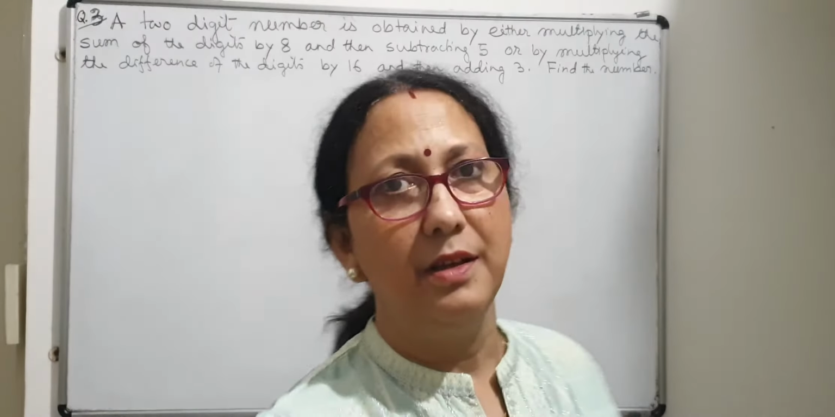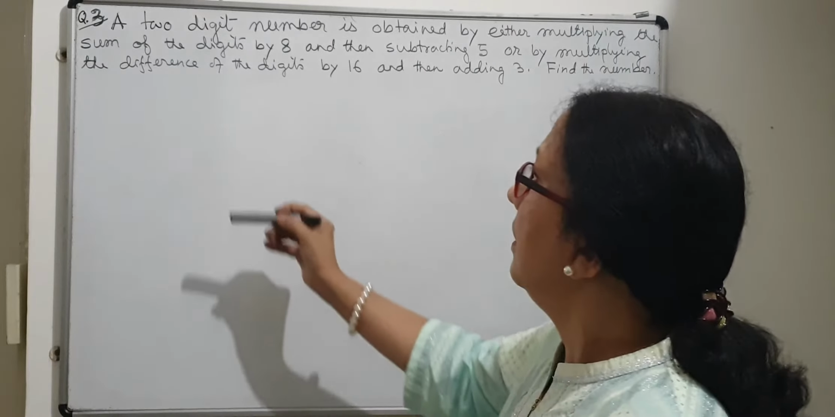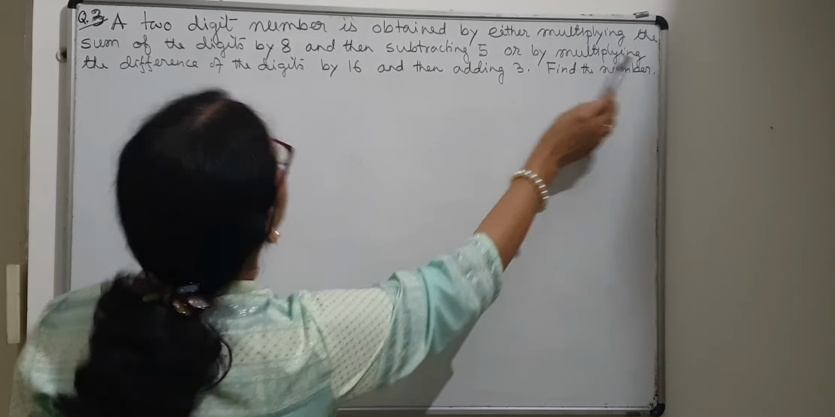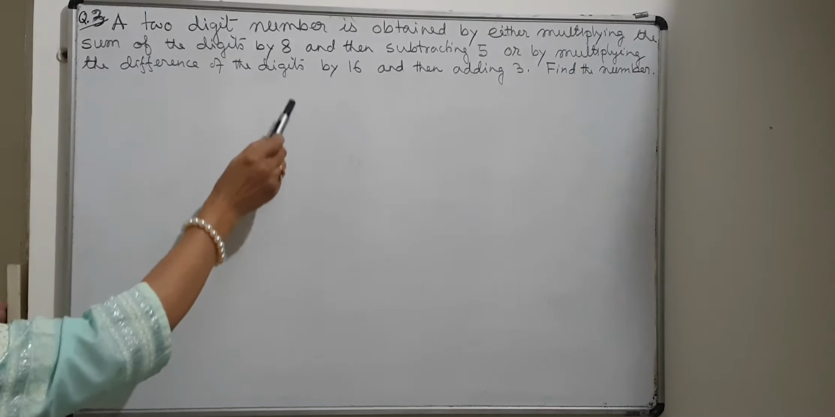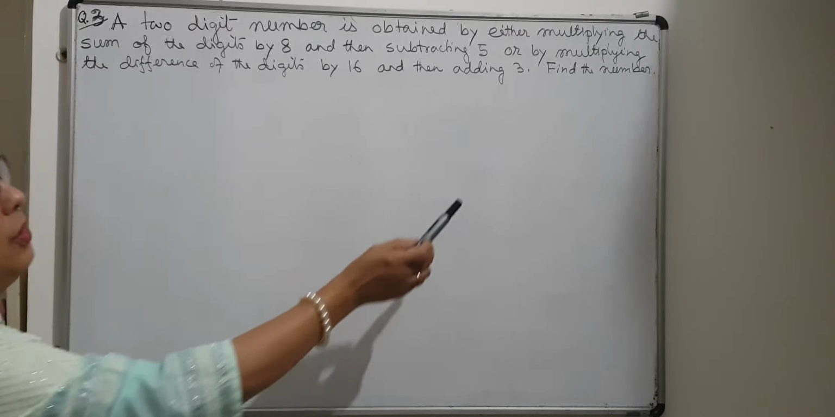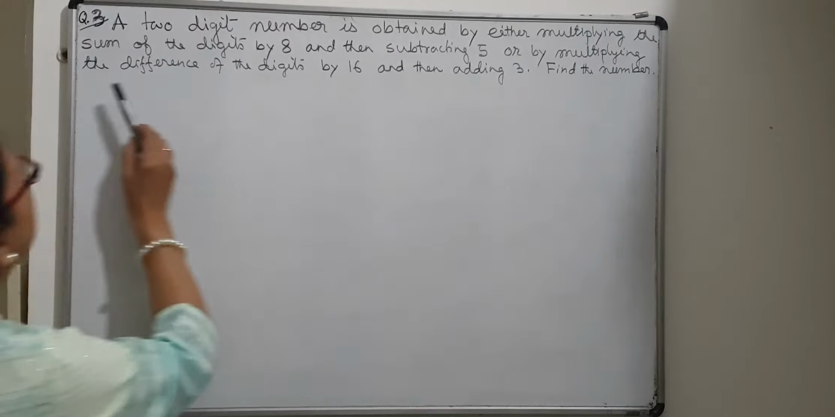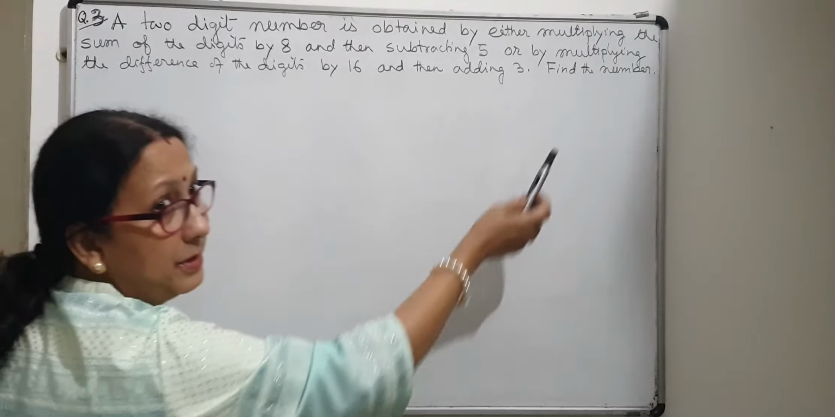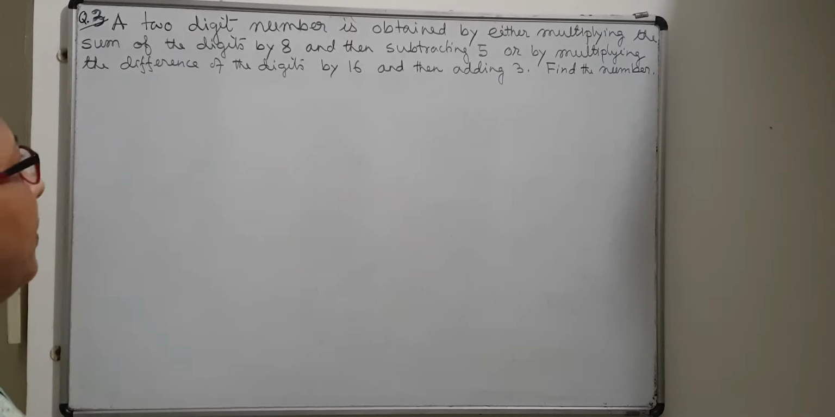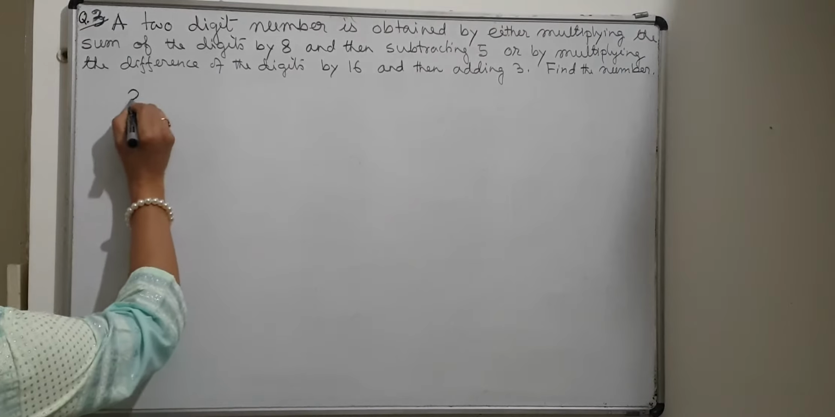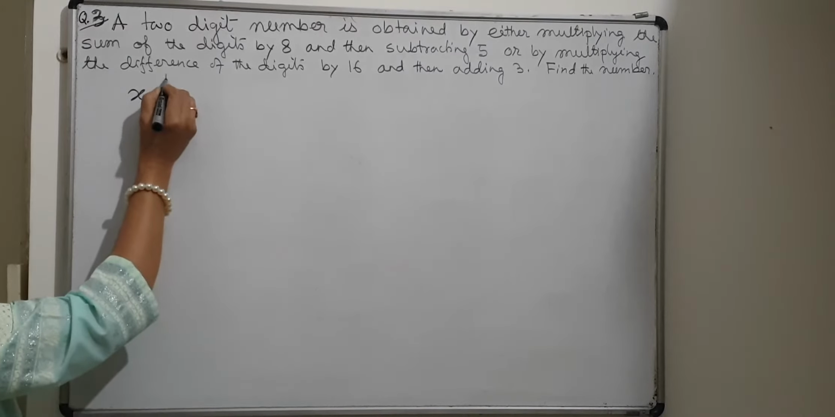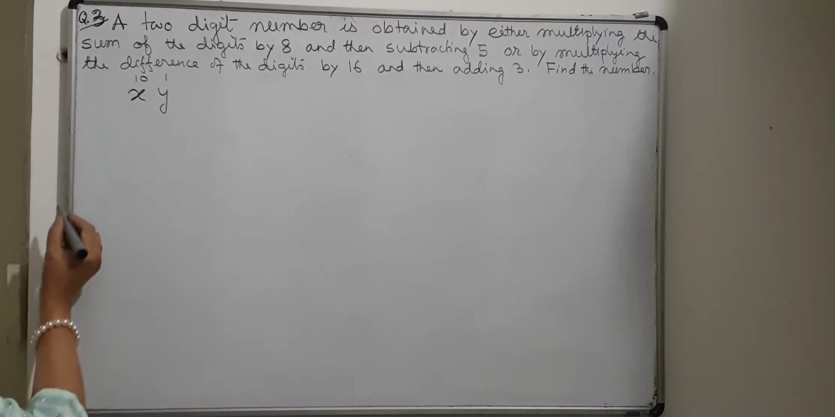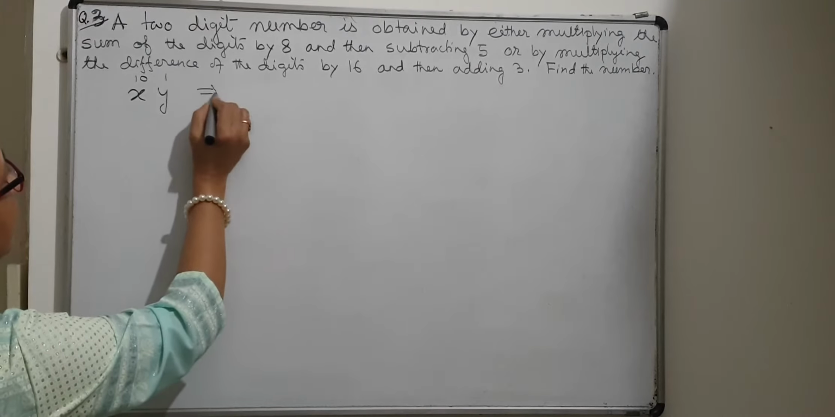Next question, a digit question. A 2-digit number is obtained by either multiplying the sum of the digits by 8 and then subtracting 5, or by multiplying the difference of the digits by 16 and then adding 3. Find the number. So again we take the number in this way, x, y. I have taken y to be the ones place digit and x to be the tens place digit.